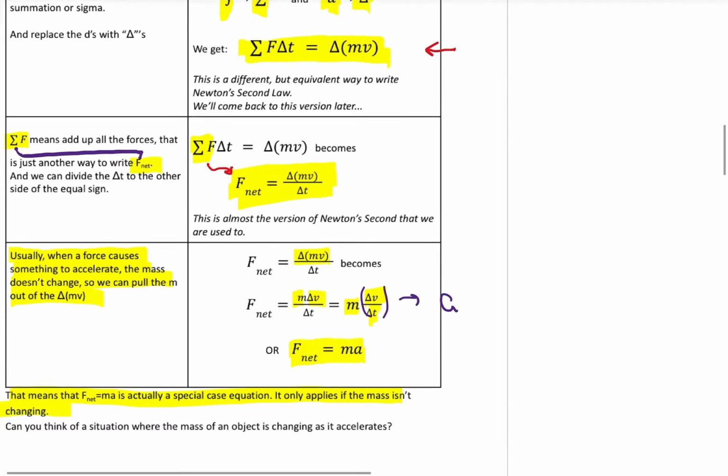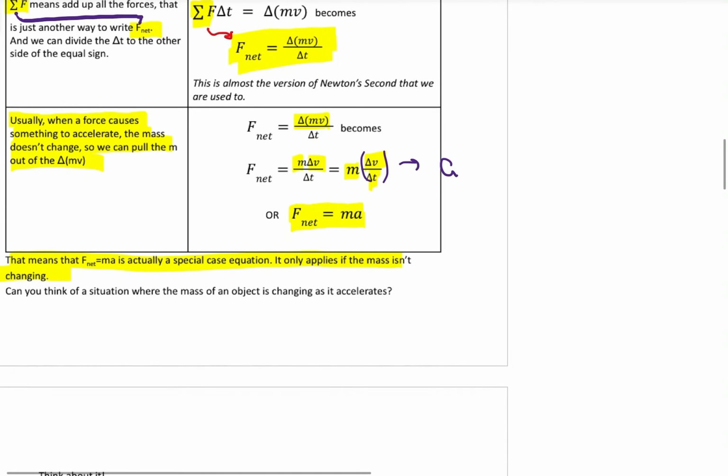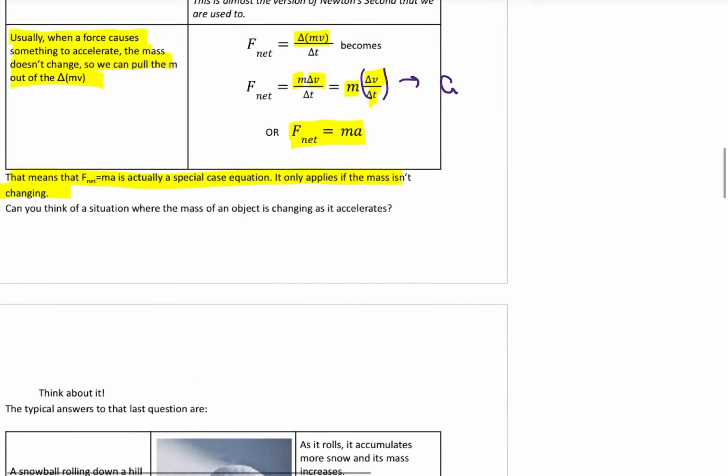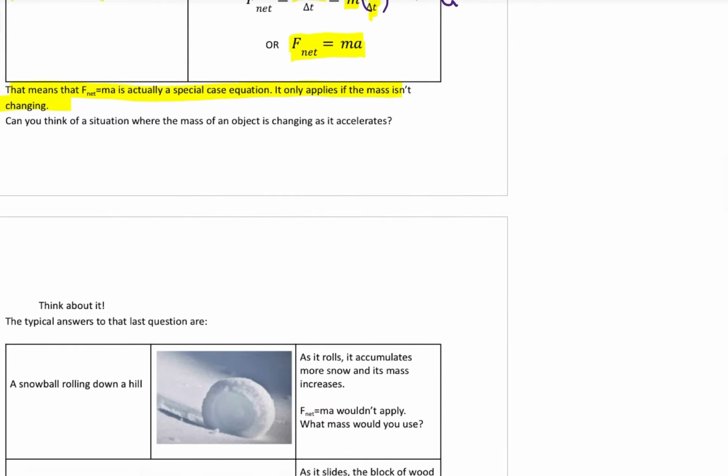I'll give you a sec to think about it. Bad page break on my version; the answer was on the next page. Okay, when we do this in class as a discussion, a couple of scenarios come up. If we talk about a snowball rolling down a hill, the force of gravity is making it accelerate, but as it rolls, it picks up more and more snow, so its mass is increasing. We couldn't just use a boring old F net equals ma, because the mass would be changing. What mass would you use? The mass it had when it was small, the mass it had when it was heavier, some sort of weird average? We'd have to do a little bit more work.